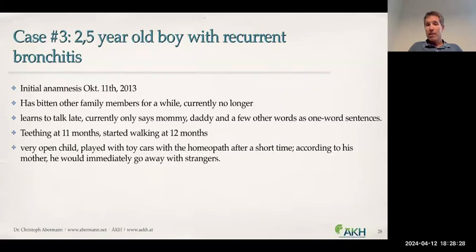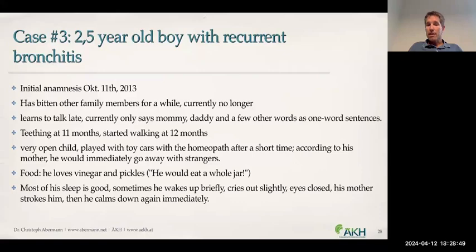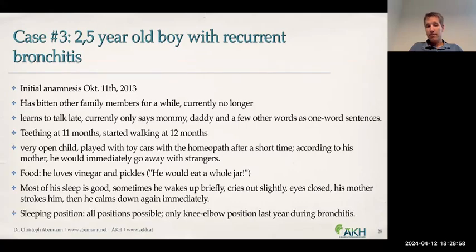It was a very open child, playing with toy cars with me, and after a very short time, he came to play with me. According to his mother, he would immediately go away with strangers. He's so open-minded. As far as food desires are concerned, the mother said he loves vinegar and pickles. He would eat a whole jar of pickles. Most of his sleep is good. Sometimes he wakes up briefly, cries out slightly with his eyes closed, and his mother strokes him, then he calms down again immediately. I asked about the sleeping position, and he has all kinds of positions, but when he's coughing, he's often in knee-elbow position.